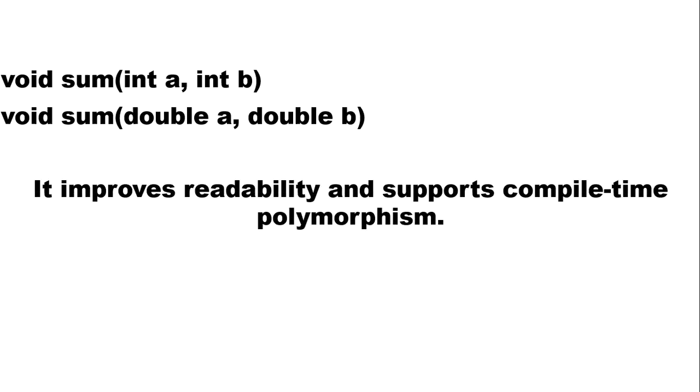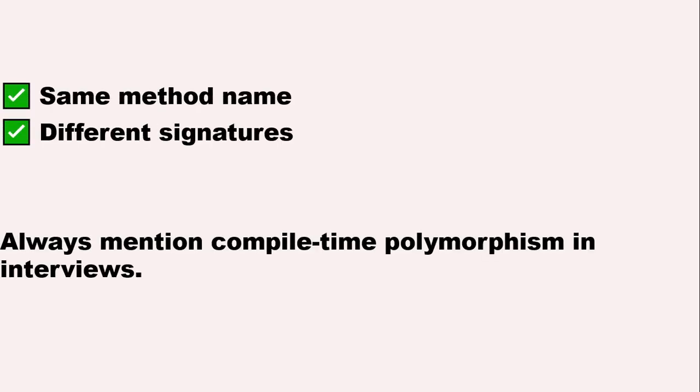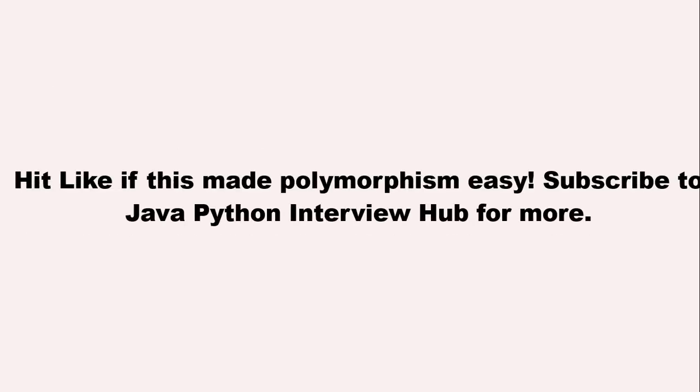You can see that void sum with the arguments integer a and b, void sum with the arguments double a and double b. Here the data types are different. It improves readability and supports compile time polymorphism. So the conclusion is same method name, different signatures. Always mention compile time polymorphism in interviews.